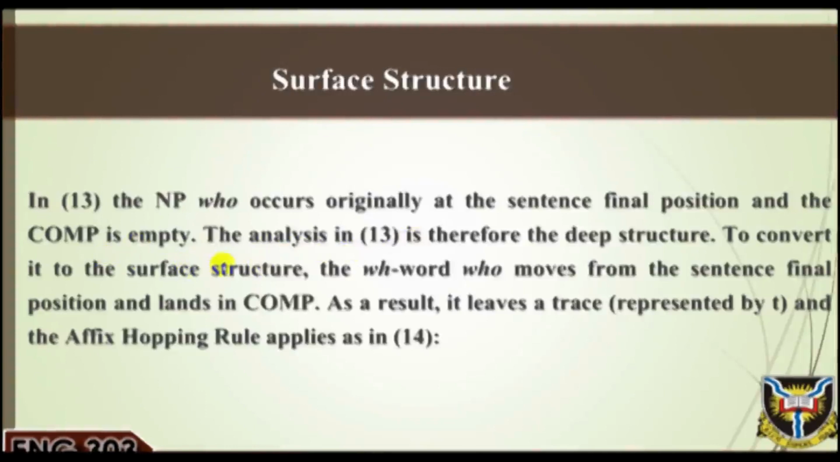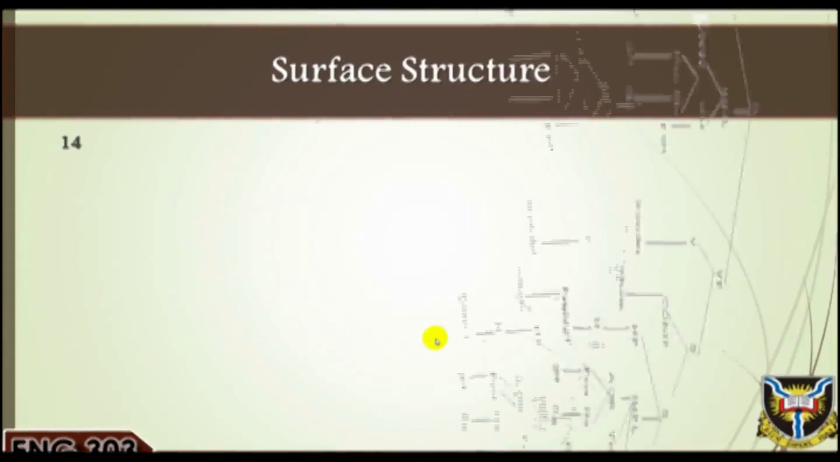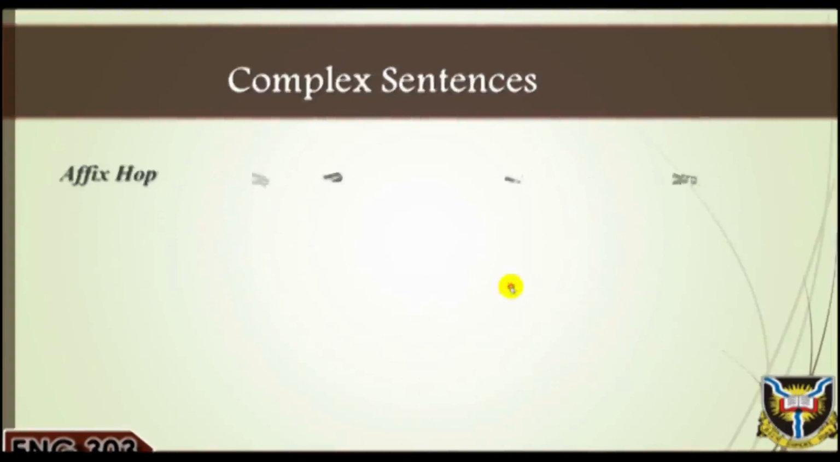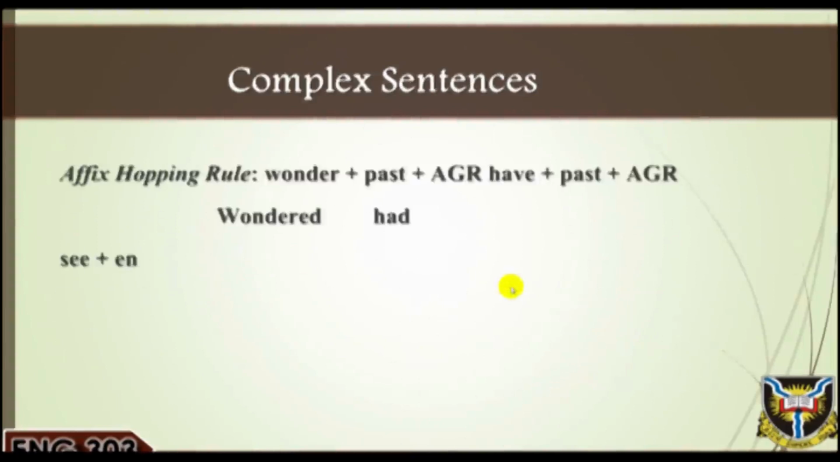To convert it to the surface structure, the WH word who moves from the sentence final position and lands in COMP. As a result, it leaves a trace represented by t, and the affix hopping rule applies as in 14. Surface structure. Amangi wondered whom Prince had seen.